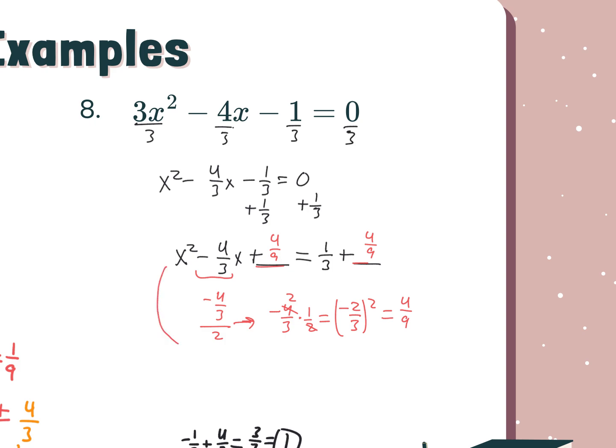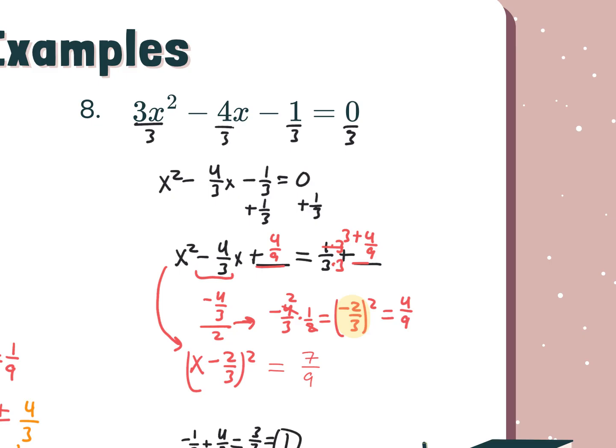Then this is going to become x minus 2 over 3 squared. If you're wondering how I got that, it's always going to be whatever you just squared. If I'm squaring negative 2 over 3, then that's what's going in the parentheses with the x. Equals, and then I want to simplify 1/3 plus 4/9. So times 3 on the top and on the bottom. 1 times 3 is 3, and then 3 plus 4 is 7. So I get a 7 over 9.